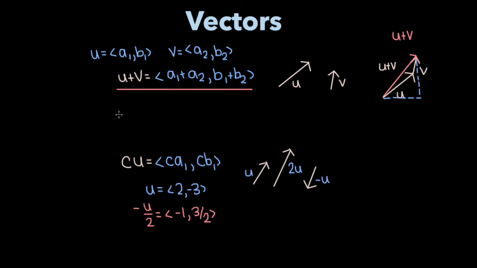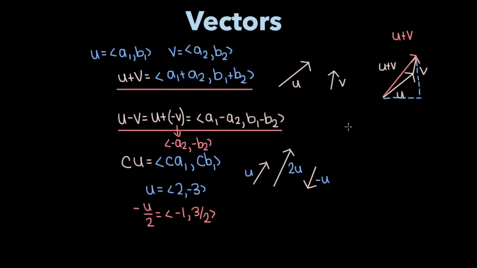Now let's come back to what happens when we subtract one vector from another. So we have u minus v. Keep in mind that we can rewrite this as u plus negative v. Negative v, we're just multiplying the components of v by negative 1, and so negative v is just negative a2, comma negative b2. And so if we sum up u and negative v, we're going to get a1 plus negative a2, so a1 minus a2, and b1 plus negative b2, so b1 minus b2.